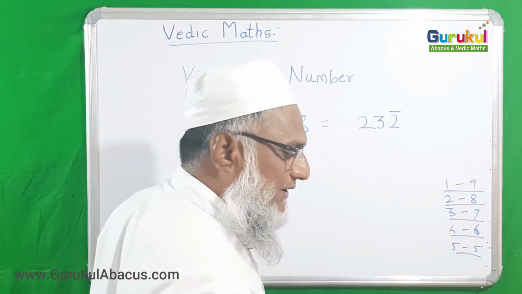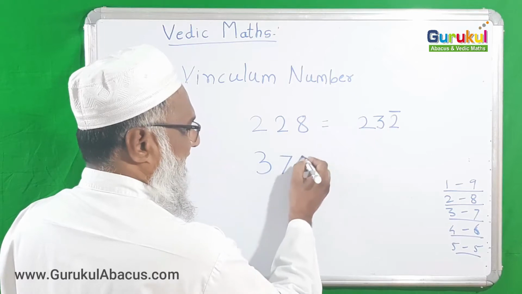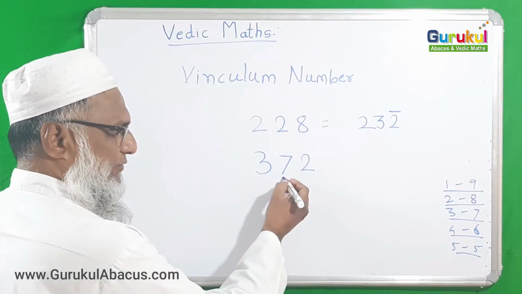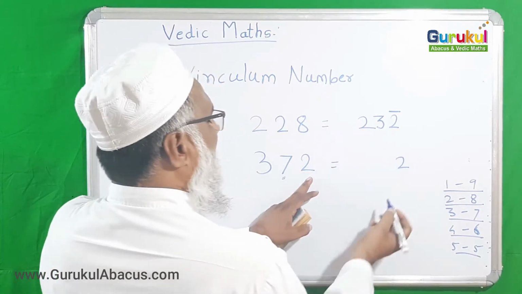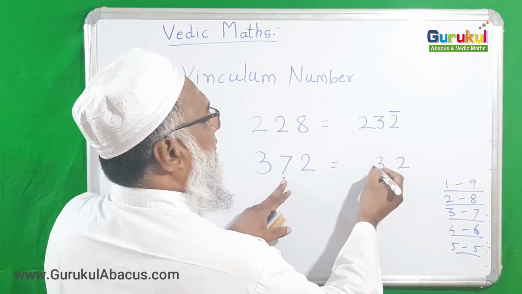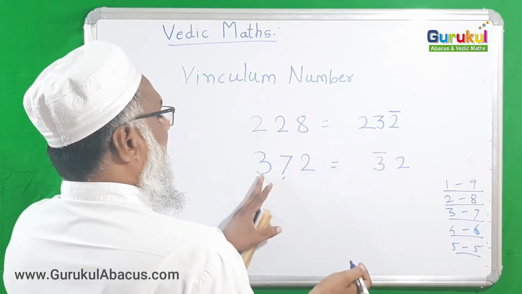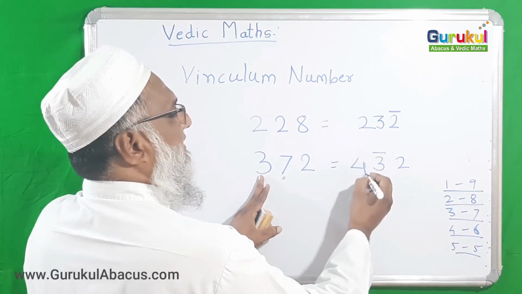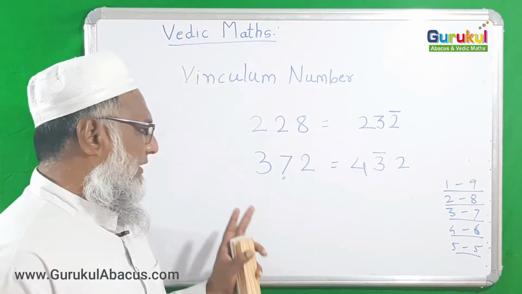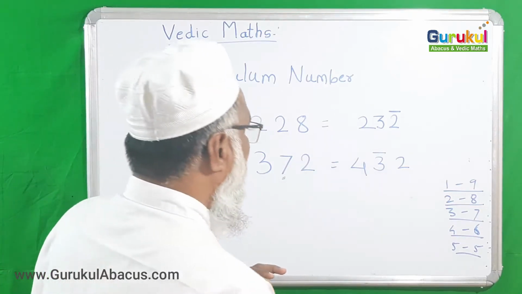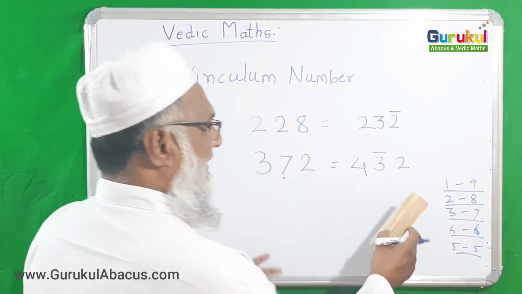One more number we are taking now, that is 372. Here my target is to change 7, not 2. So 2 I write as it is, there is no change. For 7 I find its complement, and that is 3. I wrote it with a bar, meaning a negative sign, and this 3 I change to a 4. So that means 400, and this is my Vinculum number for 337. Okay, no problem.